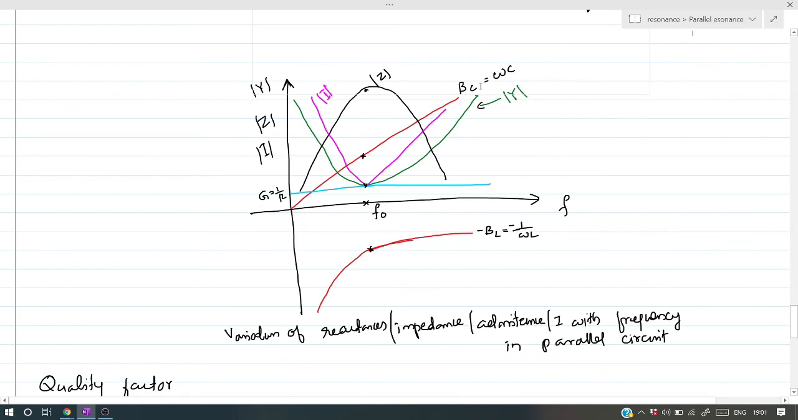And as I mentioned earlier, the variation of capacitive susceptance is a straight line, and that of the inductor, minus BL, is somewhat like this.